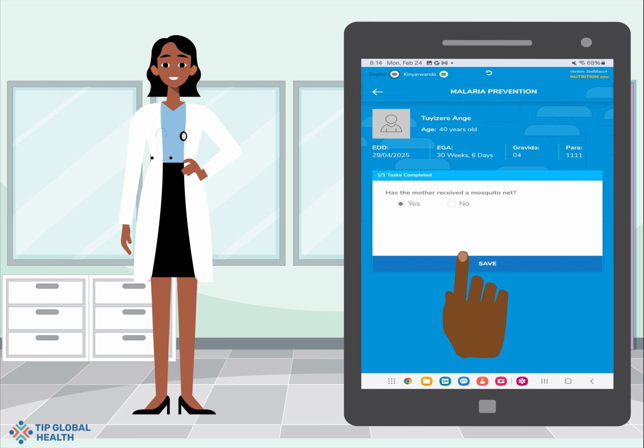Ange also received a mosquito net for malaria prevention. When all done, hit save.